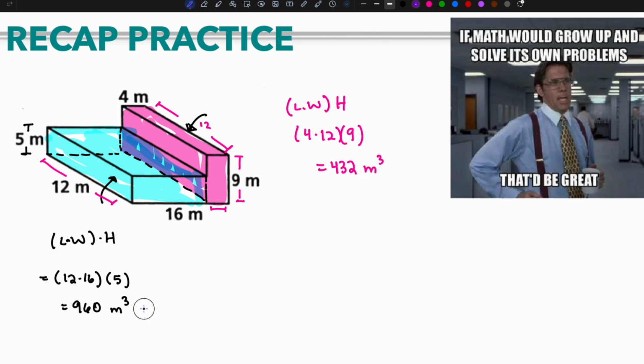And therefore, when you put the two volumes together, you'll get 960 plus 432. So 960 plus 432, do not multiply, you need to add. You'll get 1392, and again, it will be meters cubed.